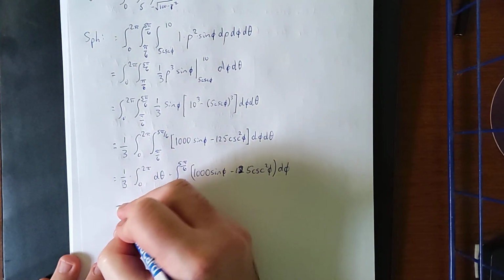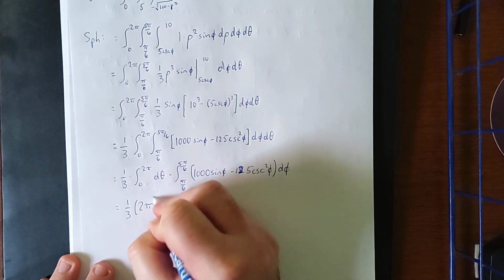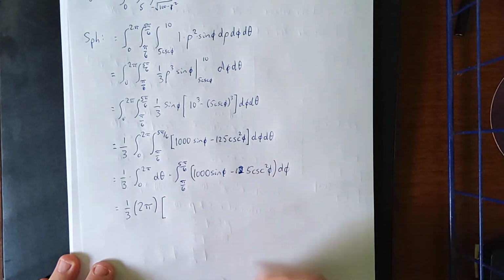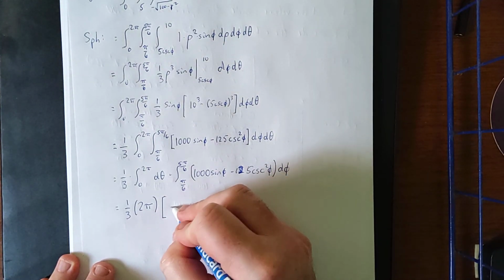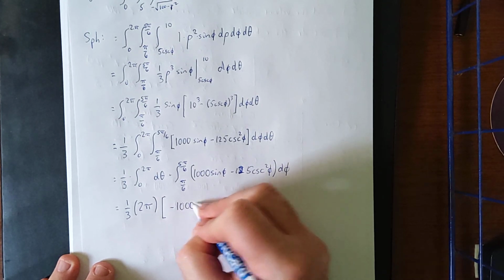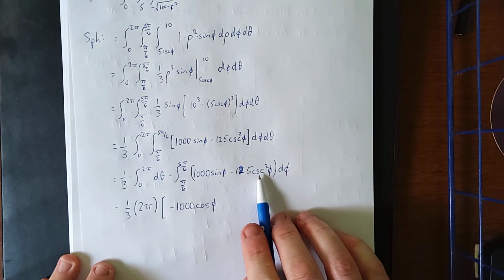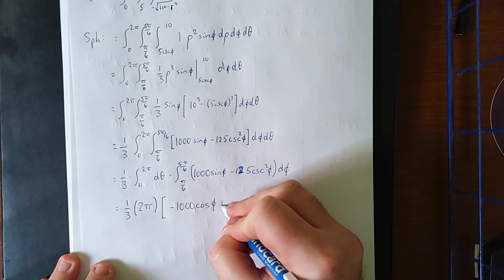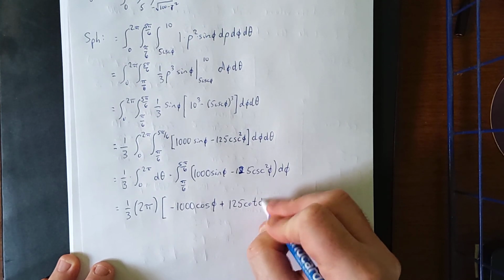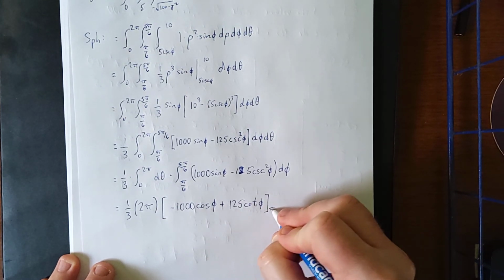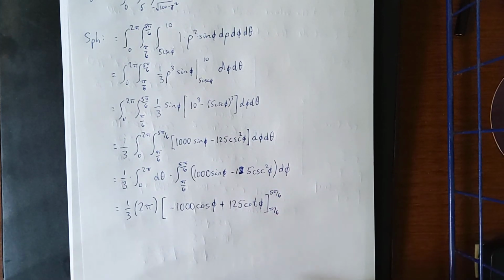First integral is going to give us a measly 2 pi. Second one is going to give us something considerably beefier. 1,000 sine of phi, I believe that is going to be negative 1,000 cosine of phi. And then we'll see a plus 125 cotangent of phi. A couple of oldies but goodies from back in Calc 1.